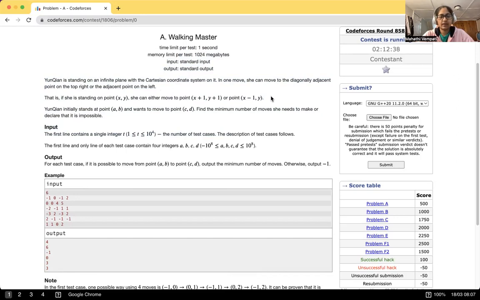The left or diagonally top right. So first of all, if anything's below her, she can't go there. Okay. Now, if anything's above, can you always go? No. If you're on the complete left end, for example, and you want to go above you, you can go top right and then you can go left.